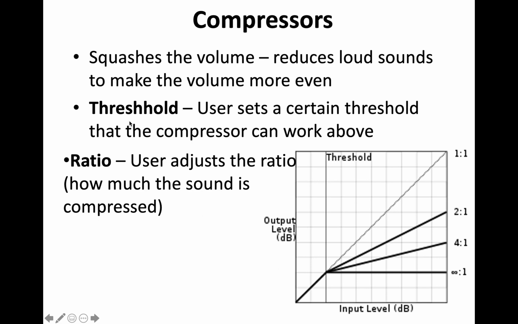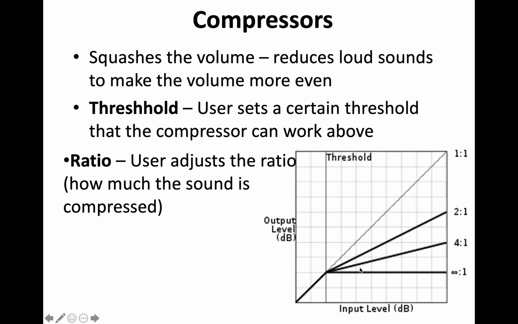So that's threshold. The ratio is the other main control, and you can see we've got different ratios on the right-hand side here. So 1:1 is exactly the same as the gradients that you do on a graph in maths. A 1:1 ratio means that as the input level increases, so does the output level, and that would be the same as having no compressor at all. You just have a line going straight up.